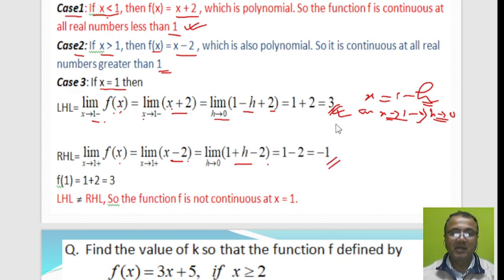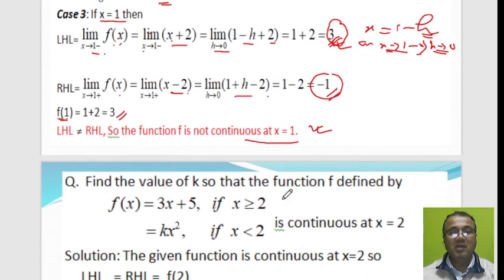Okay, so now you have observed that your left hand limit you are getting 3, and right hand limit is minus 1. You can say that these two limits are not equal. So directly you can say that the function is not continuous at x equal to 1. Also you can find the function at that point, x equal to 1, what it will be. It will be 3 only. Now we have seen that left hand limit and right hand limit are not equal, so the function is not continuous. Okay, is that समझ में आ गया बच्चों? Now let us do some more problems to find the continuity.